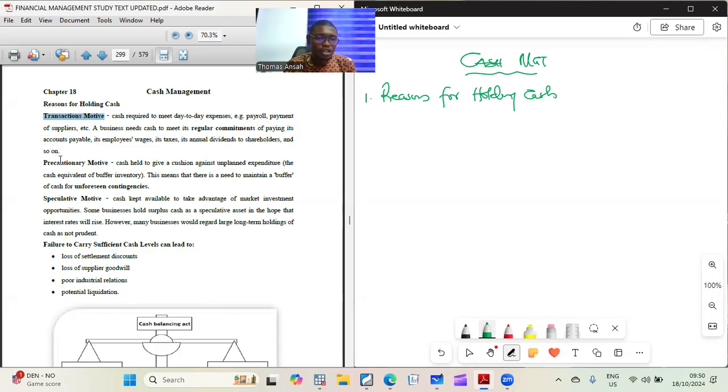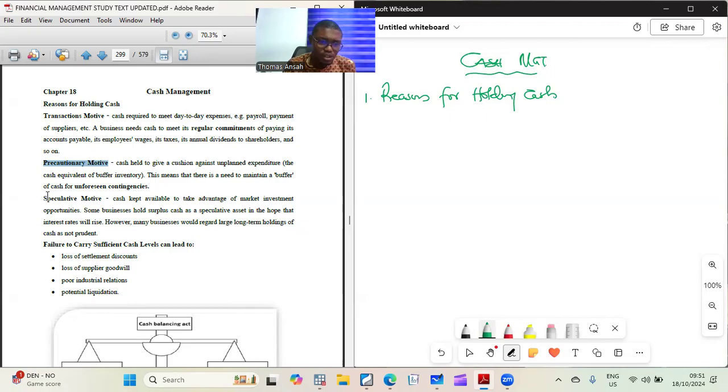Then we have precautionary motive. We save money against unforeseen circumstances. So we are told to do health insurance. It's a form of saving money, transferring risk. So for unforeseen emergencies, you have been asked to keep money so that in the future, when there is a need for it, it will be available. So you are keeping money for precautionary motive.